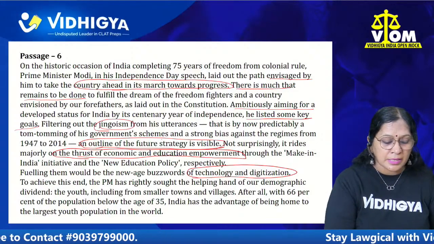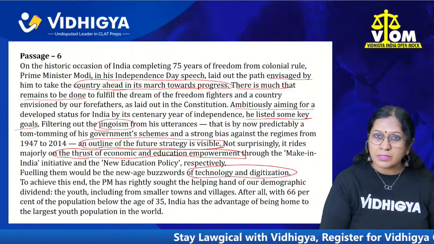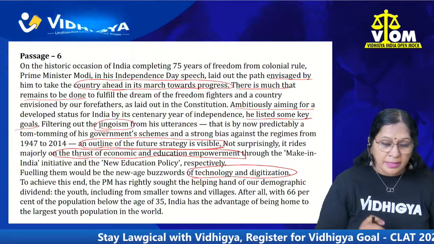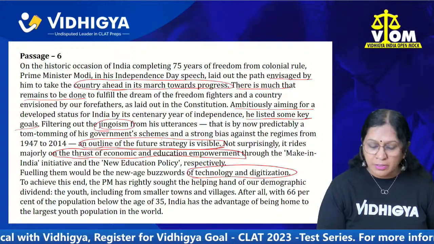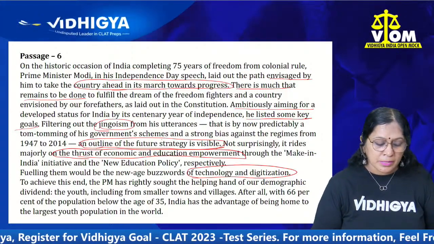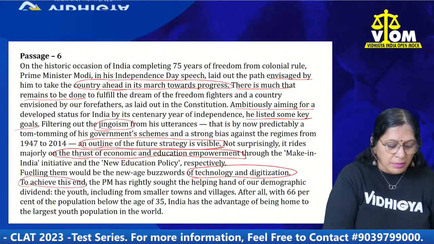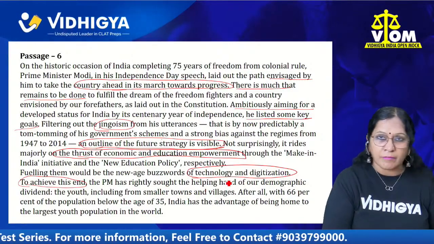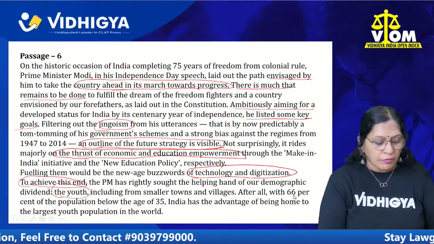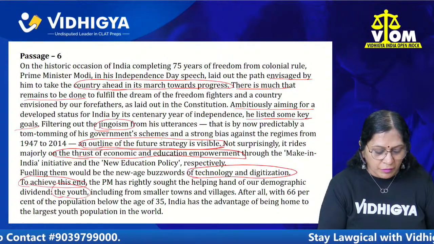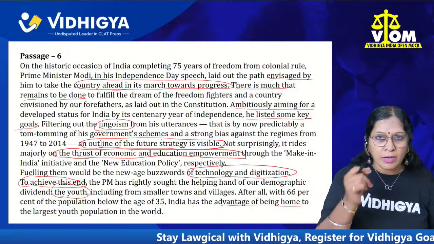The author said about what is envisaged by the Prime Minister, that India move towards progress, right? And then what is required is a thrust in economy and education empowerment. What is going to help these things? Technology and digitization. Now, to achieve this end, PM has rightly sought the helping hand of a demographic dividend, that means the youth, including from smaller towns and villages. After all, with 66% of the population below the age of 35, India has the advantage of being home to the largest youth population in the world.